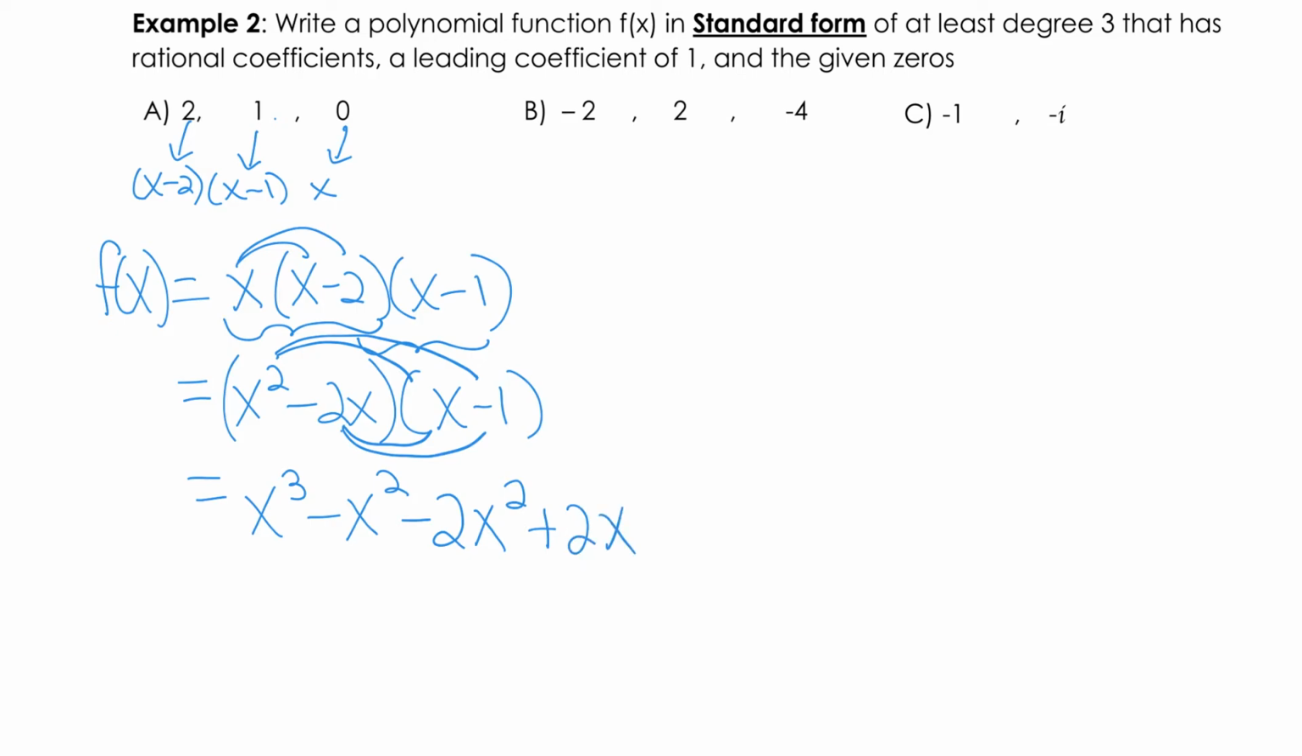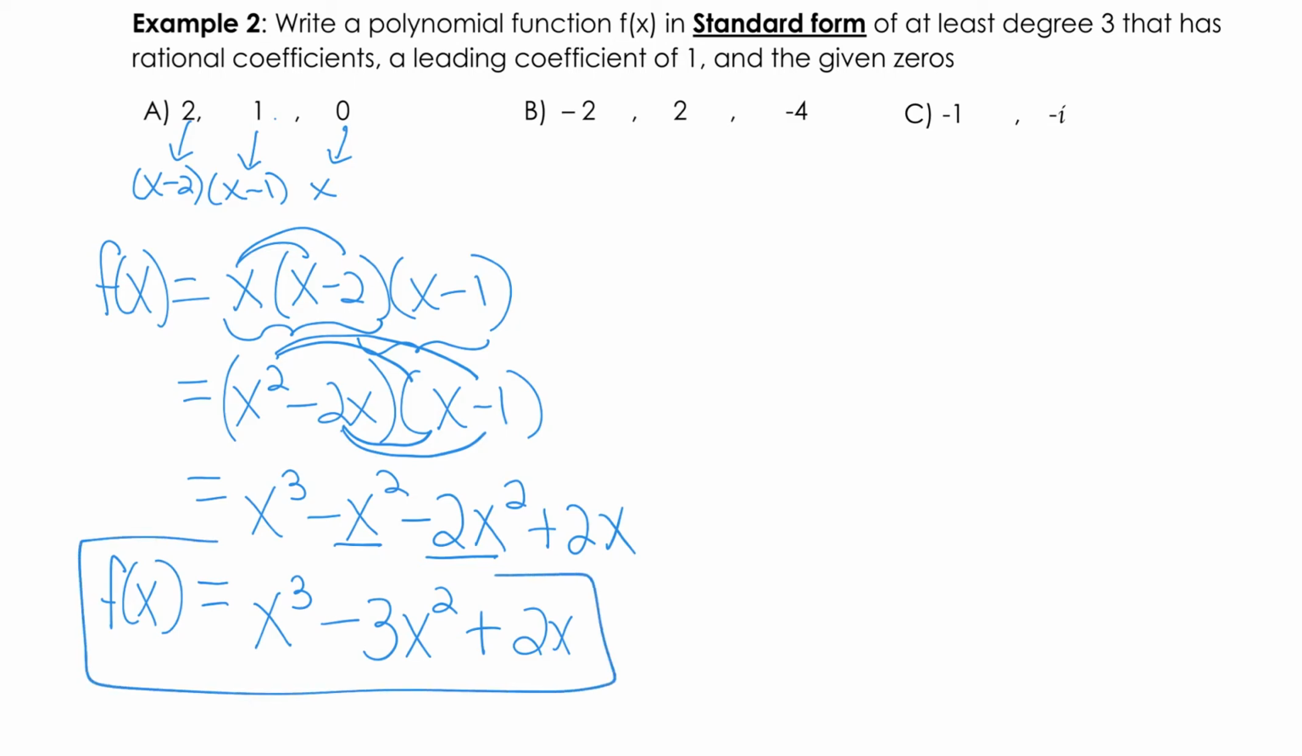So if I combine my like terms, I bring down my x to the third, but I can combine the negative x squared and a negative 2x squared. That's going to give you negative 3x squared, and then plus 2x. So this is your polynomial written in standard form. So you'll just write it in factored form, and then you'll multiply it out. So let's do this next one.